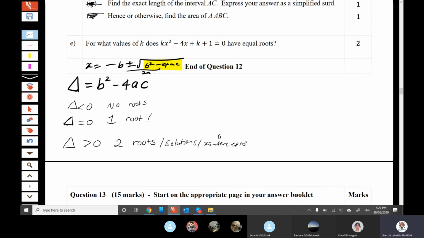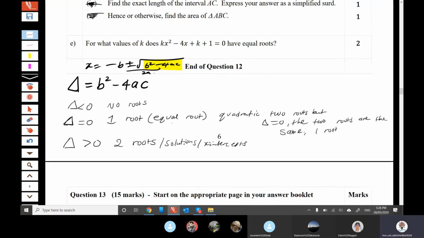This one root is also equal roots. Why is one root the same as something having equal roots? It's because technically a quadratic should have how many roots? 2. A quadratic should have 2 roots. But with this equals 0, the roots are the same. The 2 roots are the same. So we usually just say, oh, there's 1 root.